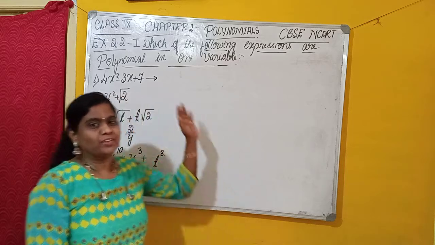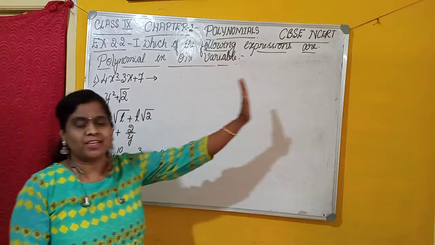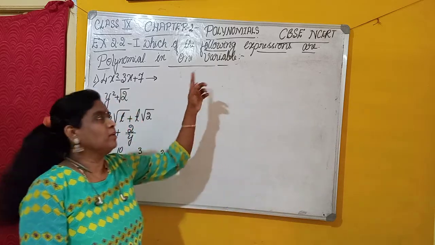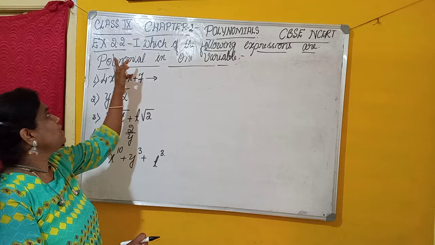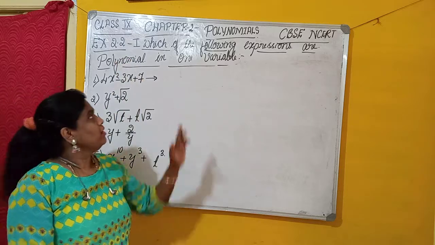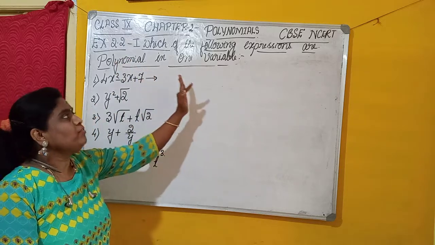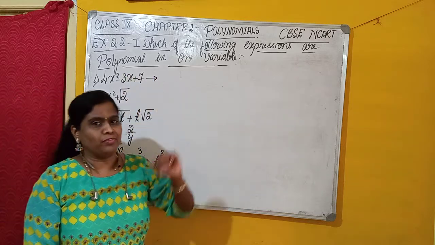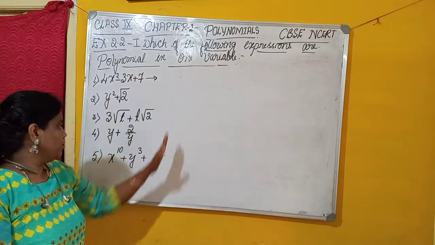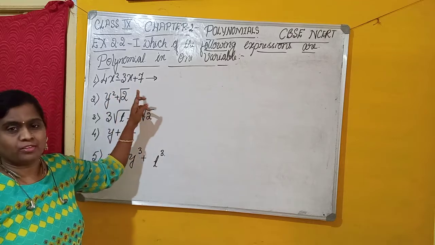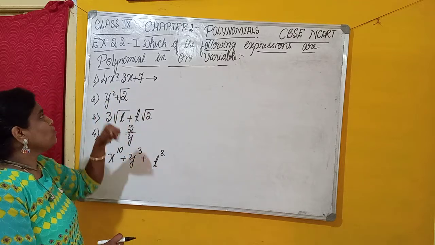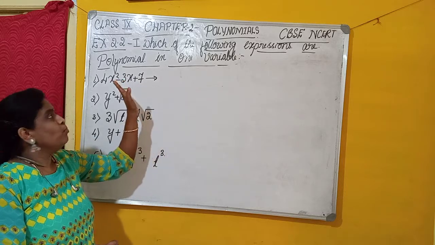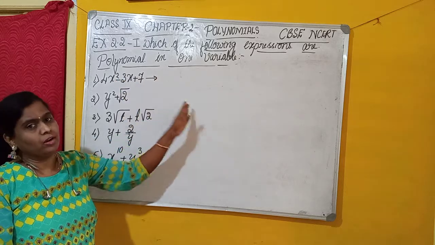It's a class for 9th standard students, CBSE, NCERT and also for Karnataka State, in Chapter 2, Polynomials. Exercise 2.2, the first question: which of the following expressions are polynomials in one variable? Here 5 problems are given. In that we are taking the first problem, that is 4x squared minus 3x plus 7. We have to check whether it is a polynomial in one variable or not.